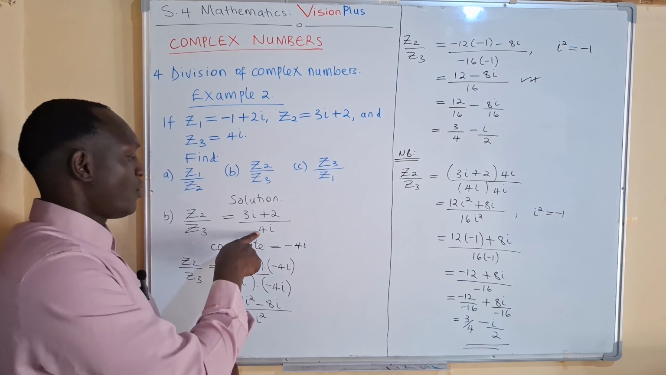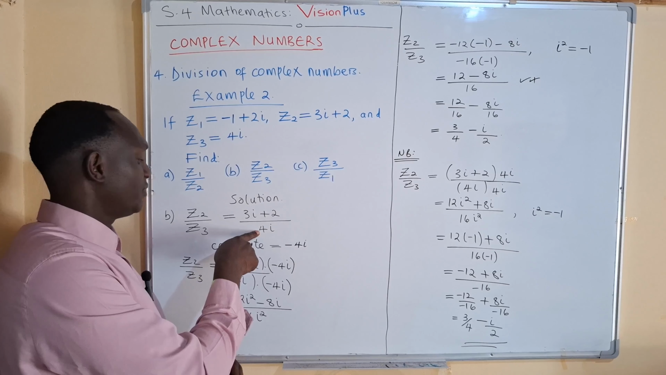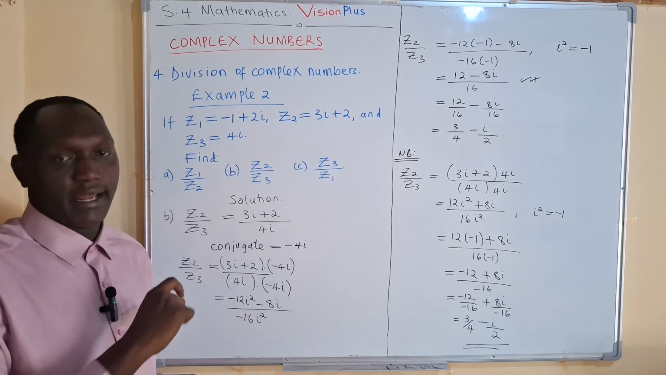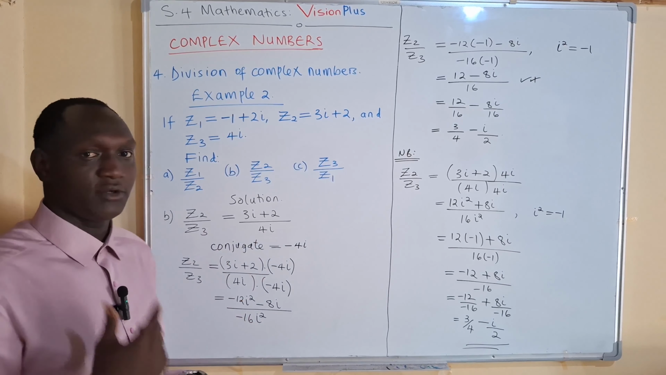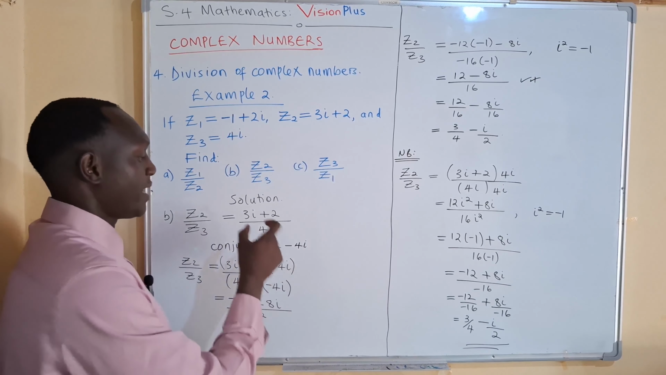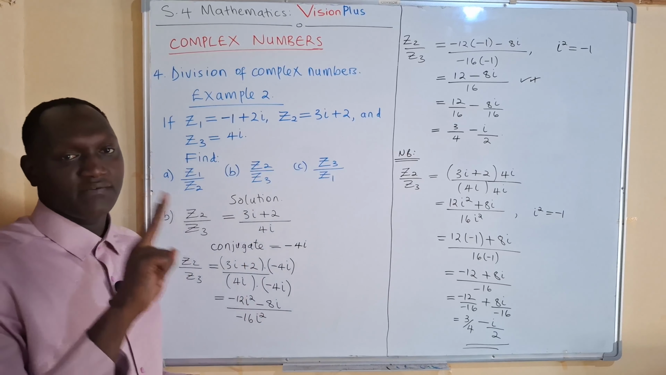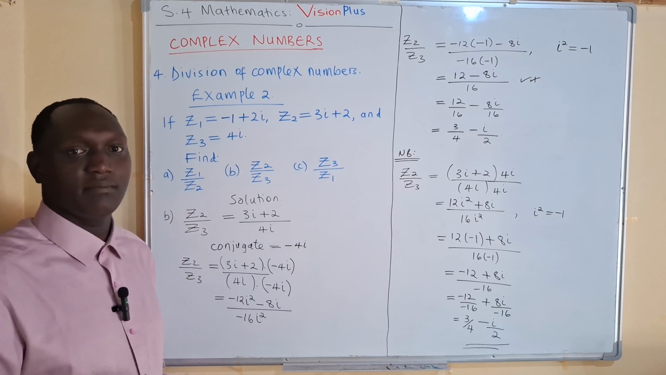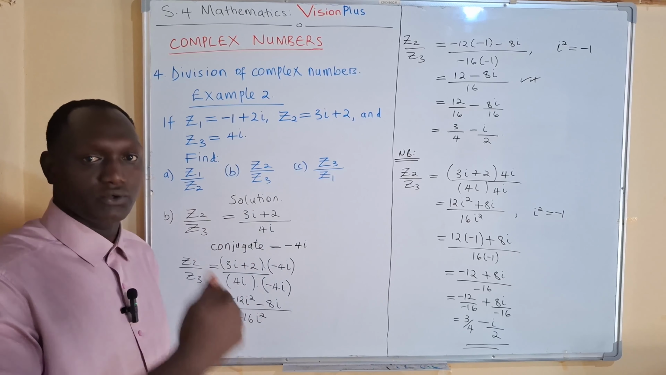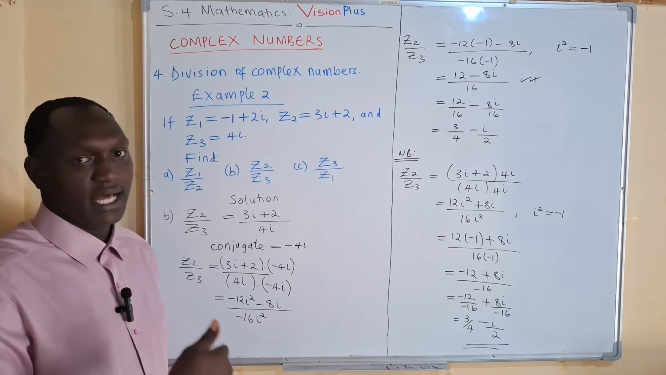So only on condition that the denominator is an imaginary part, there is no real part, you simply go on and multiply the numerator and the denominator by the denominator. But if there are two terms, there is a real part and there is an imaginary part, please make sure you first start by getting the conjugate of the denominator and then you proceed.